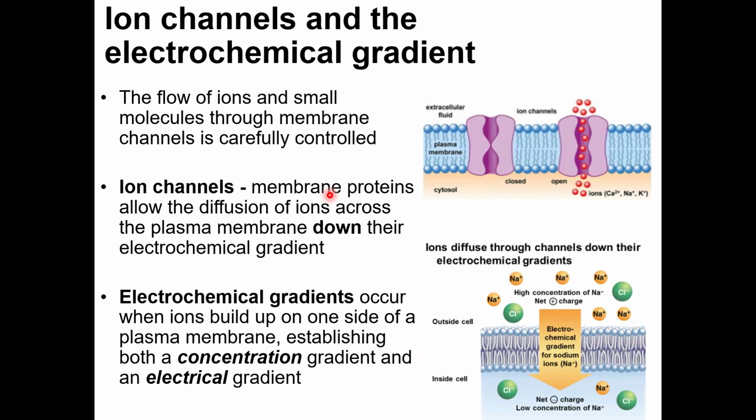Now, electrochemical gradients occur when ions build up on one side, establishing a gradient by concentration and electrical charge. So if there's a high charge outside, it wants to go inside. It will go down the gradient itself. So if there are more sodium ions here, it would have a high concentration and a net positive charge, and it wants to go from high to low in terms of the electrochemical gradient.